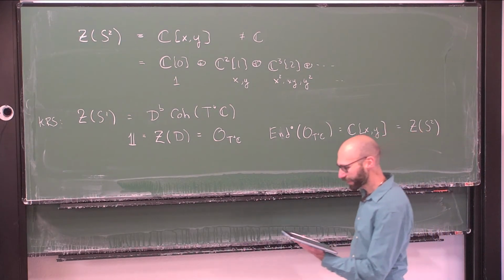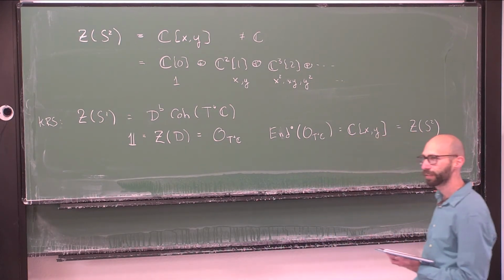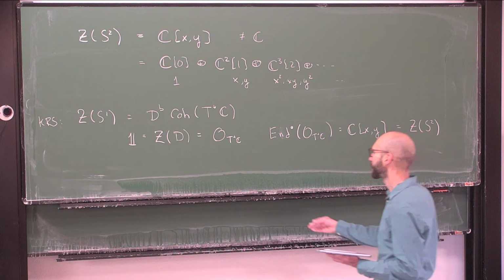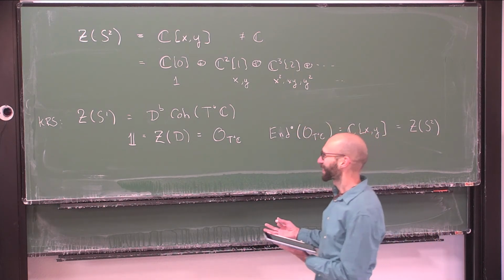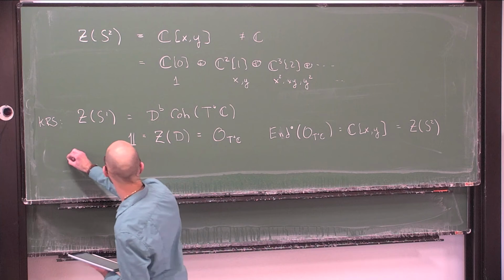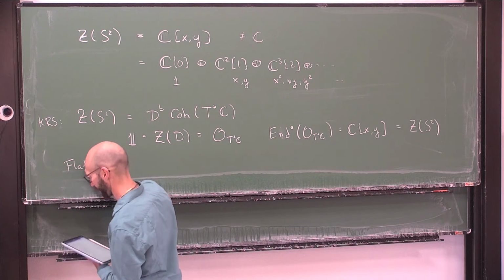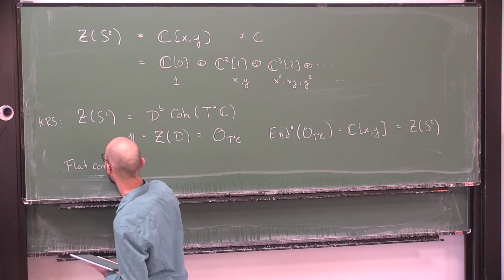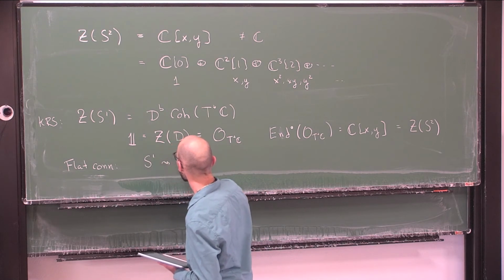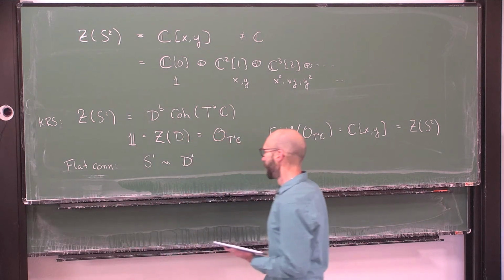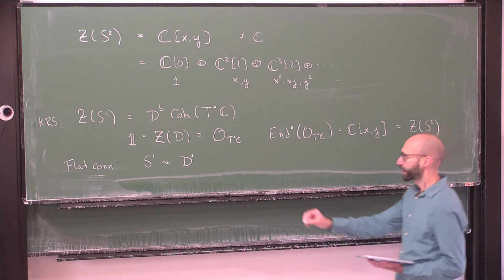If we introduce a flat connection on the circle, things get more interesting. And so to do that, algebraically, one needs to introduce some algebraic structures. So for a flat connection, I'll replace S1 with, say, a formal punctured disk.